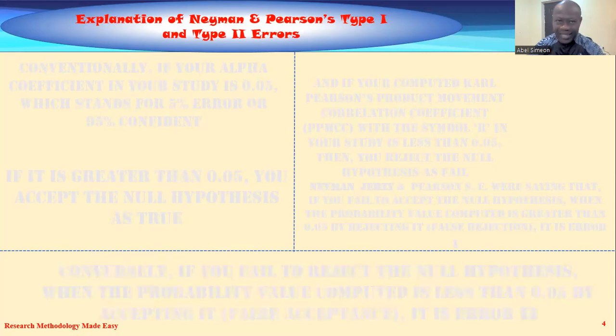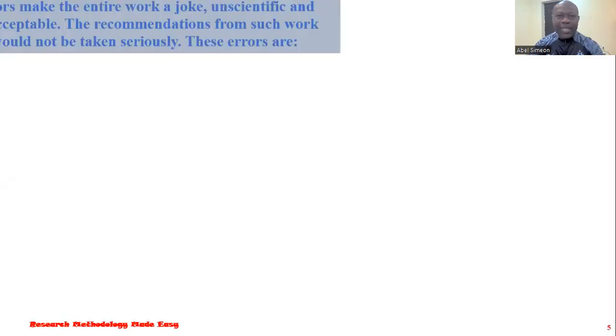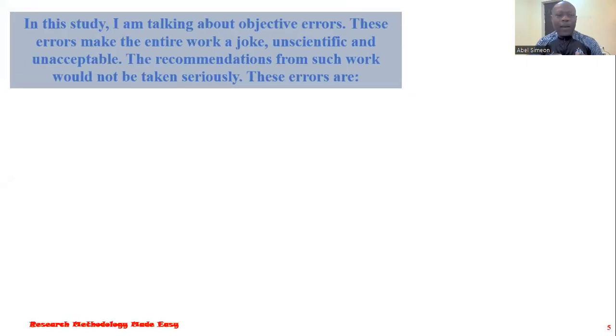I'm not talking about that. I'm looking at where you make type 1, type 2, and type 3 errors in your work. These, I refer to as objective errors. These errors make your entire work a joke, unscientific and unacceptable. The recommendation that will come from this work will not be taken seriously, because there are type 1 errors, type 2 errors, and type 3 errors.